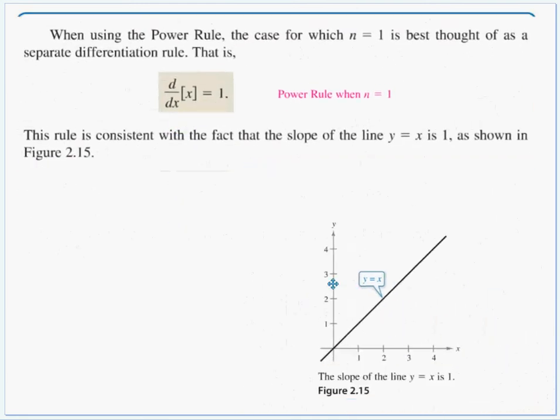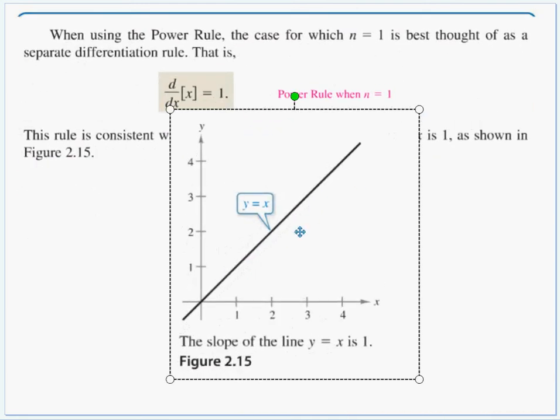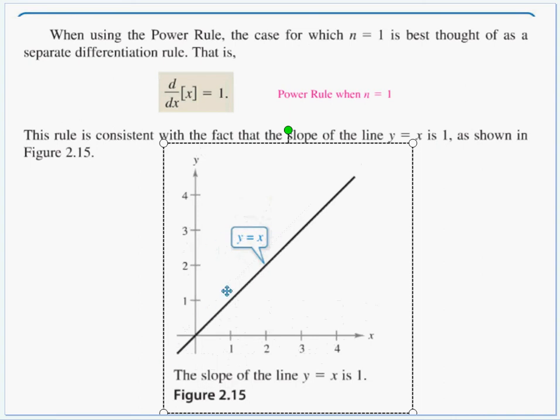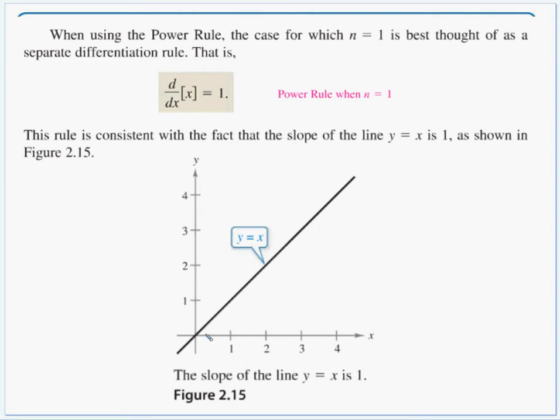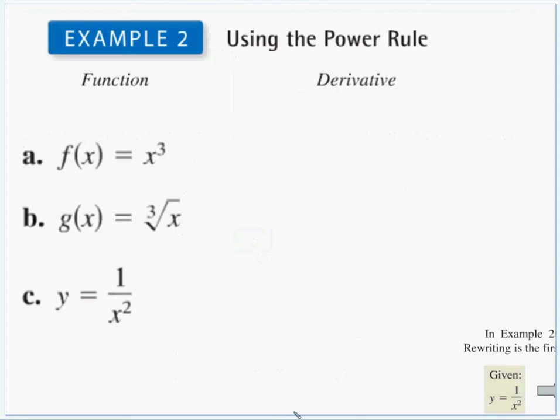Oh, and that's consistent, if you think about this graphically, y equals x. That's just a straight line, slope of 1 going through the origin. So the derivative of that should be 1. All right, let's take this new power rule for a test drive.